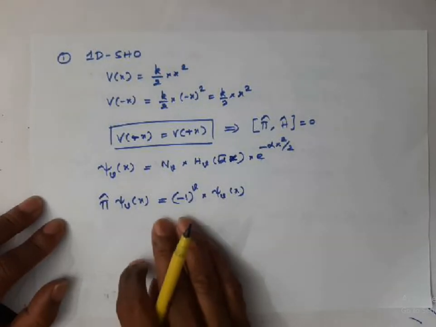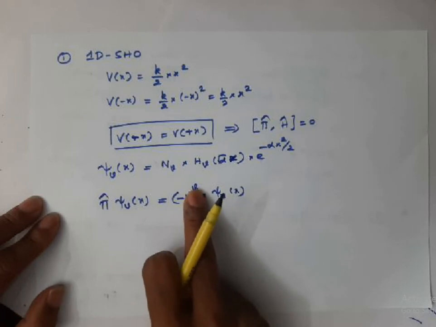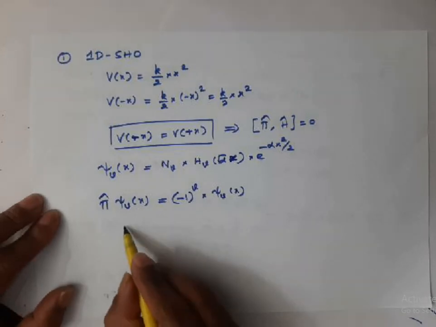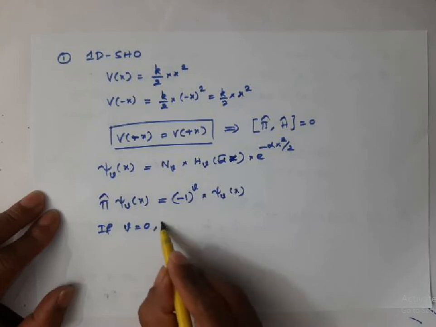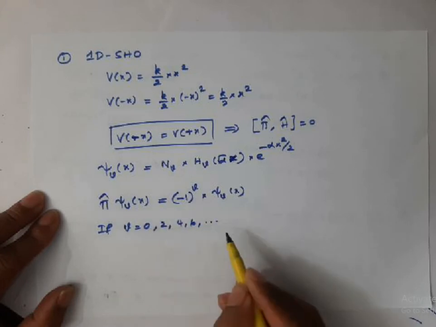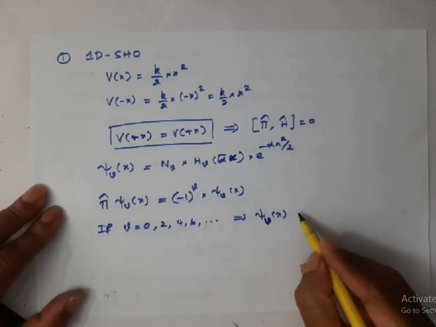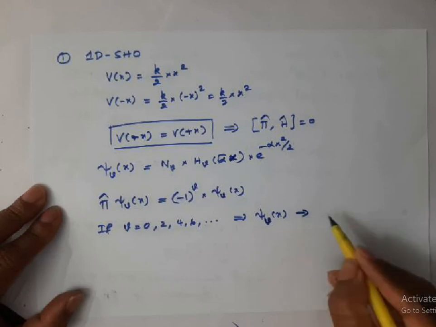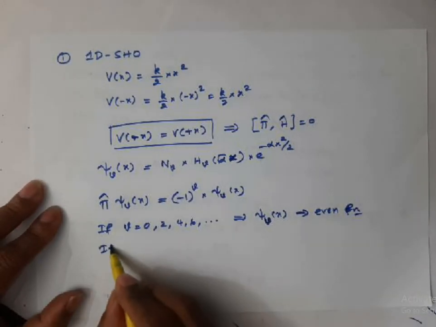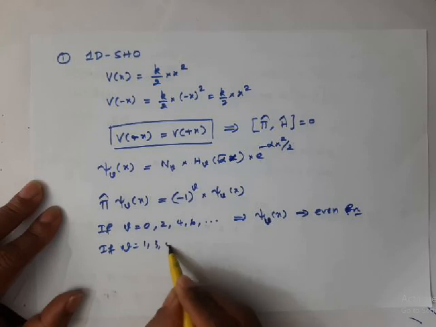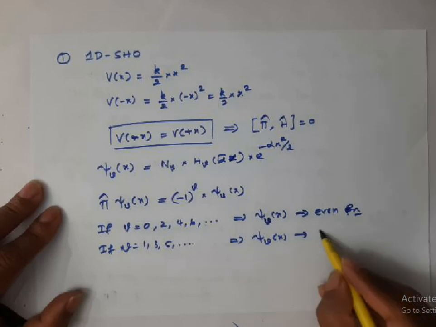So whether the function is even or odd is decided by the vibrational state. If it is the ground vibrational state, it is an even function. Let me write it like this: if v equals 0, 2, 4, 6, etc., even numbers, then psi v of x must be an even function. Similarly, if v equals odd numbers, say 1, 3, 5, etc., then psi v of x must be an odd function.